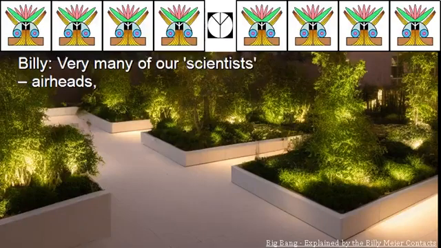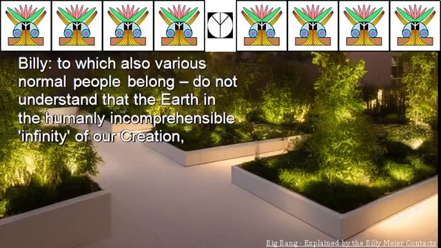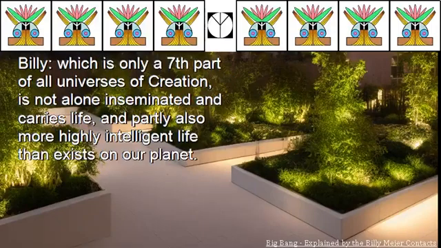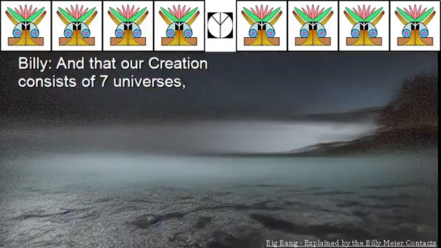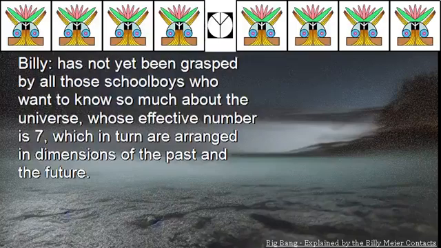Very many of our scientists, airheads, I farewell to say, to which also various normal people belong, do not understand that the Earth, in the humanly incomprehensible infinity of our creation, which is only a 7th part of all universes of creation, is not alone inseminated and carries life, and partly also more highly intelligent life than exists on our planet, and that our creation consists of 7 universes, each with a matter belt, has not yet been grasped by all those schoolboys who want to know so much about the universe, whose effective number is 7, which in turn are arranged in dimensions of the past and the future.